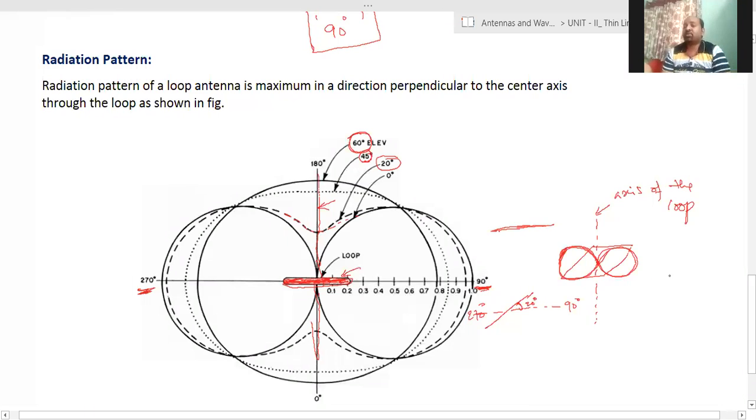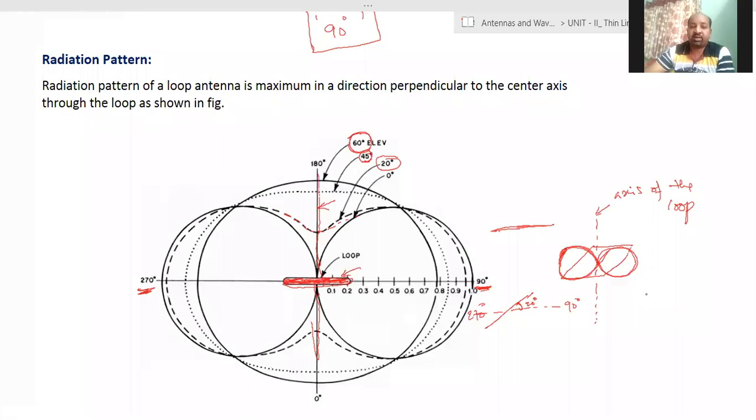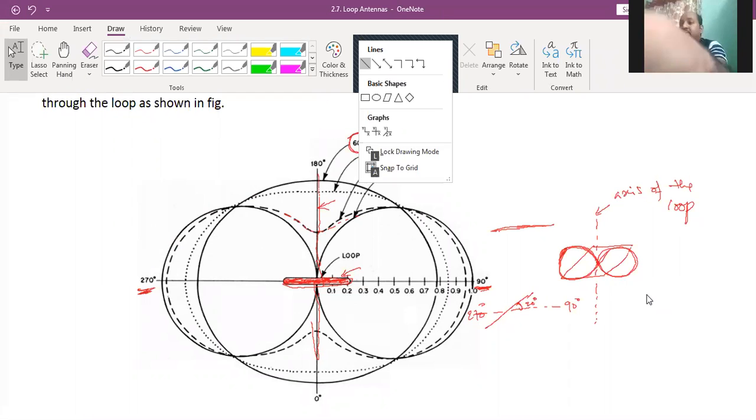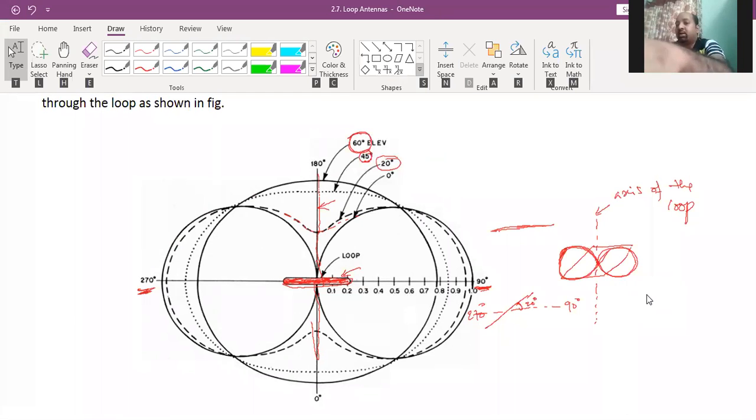At this juncture, I will stop my discussion. In my next class, I will discuss the derivation of the radiation distance, how to find the radiation distance of a loop antenna, and how to find the voltage induced. That also I will derive as an expression.